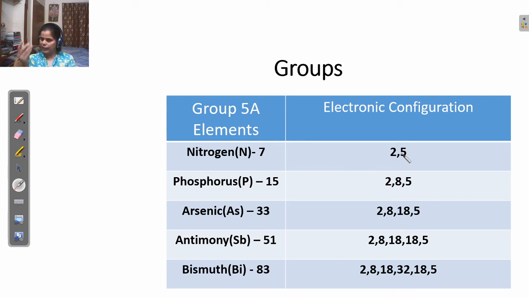Total 3 electrons. If nitrogen accepts 3 electrons, then the electronic configuration will be 2, 8. That means it is complete. So the valency of nitrogen is -3, because nitrogen accepts electrons. That's why the valency is -3. The valency of phosphorus is -3, arsenic is -3. Is it clear?